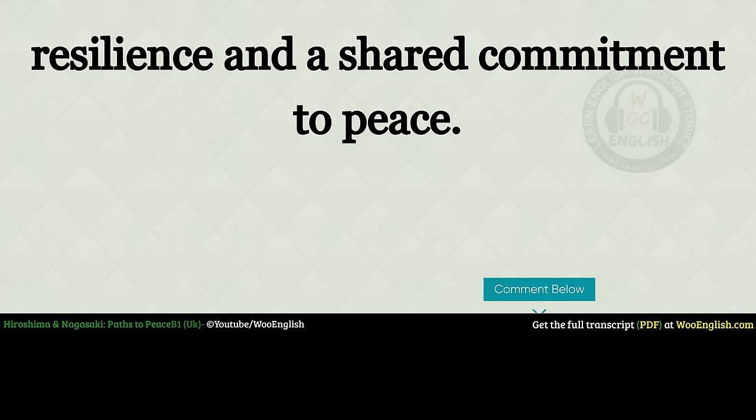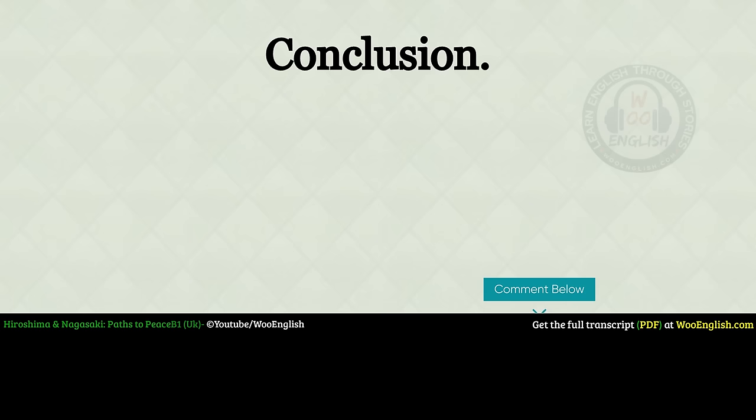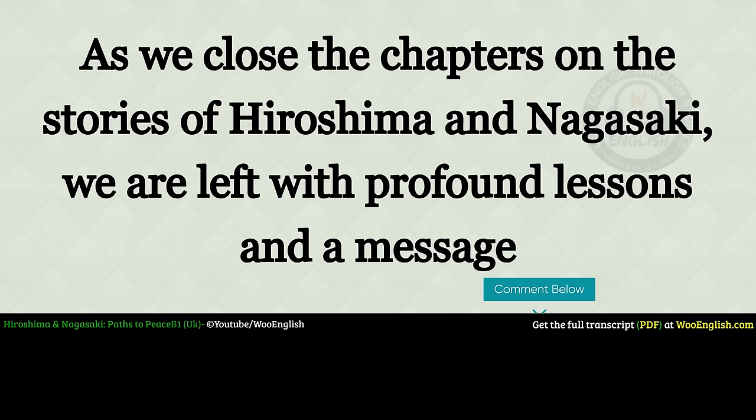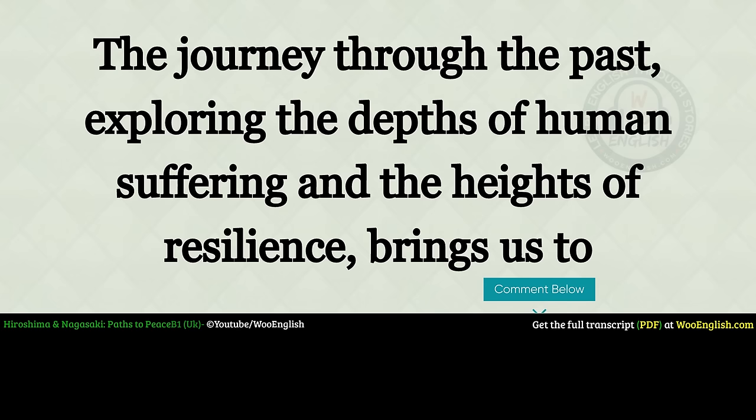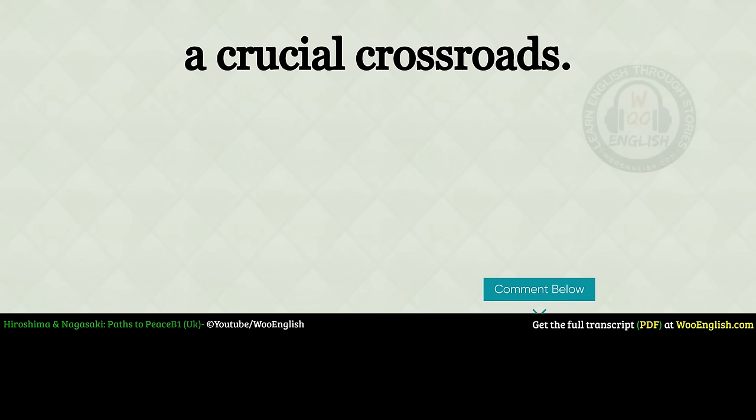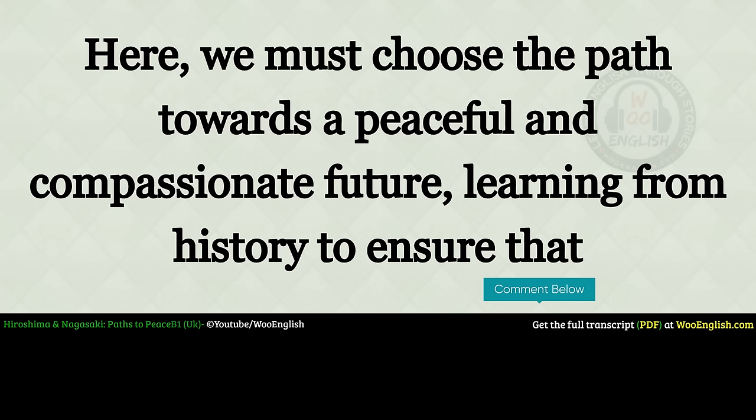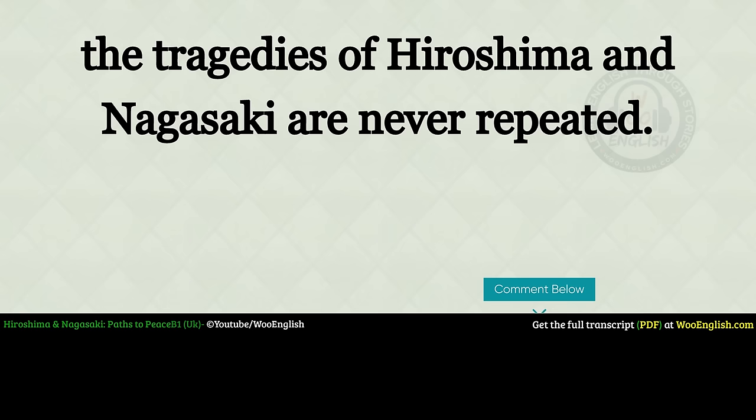Chapter 17. Conclusion. Towards a peaceful future. As we close the chapters on the stories of Hiroshima and Nagasaki, we are left with profound lessons and a message of hope. The journey through the past, exploring the depths of human suffering and the heights of resilience, brings us to a crucial crossroads. Here, we must choose the path towards a peaceful and compassionate future, learning from history to ensure that the tragedies of Hiroshima and Nagasaki are never repeated.